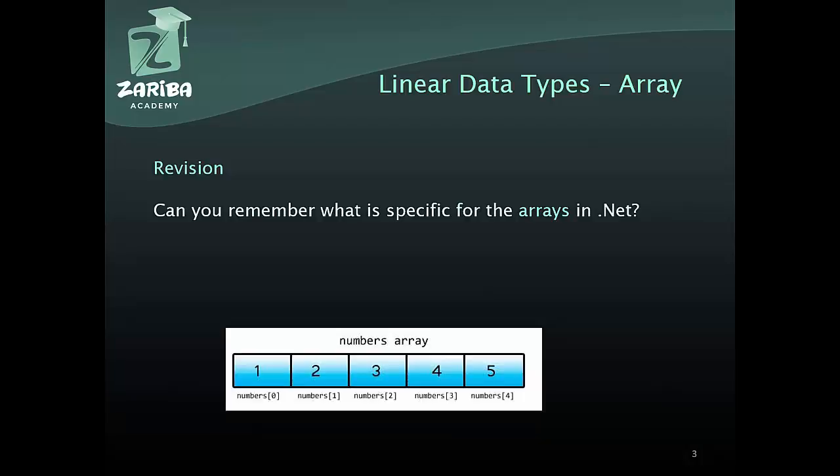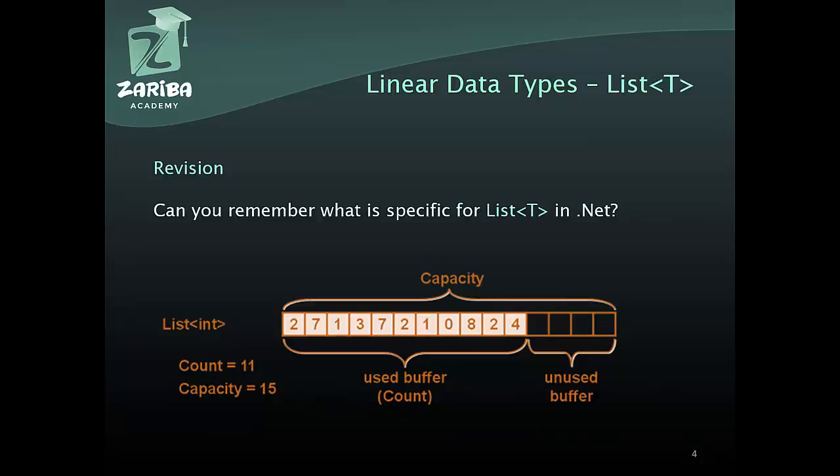You have a fixed size. So if you initialize your array with 20 elements or something, and you add 21 elements, you will get an exception. For that, we have another data type that you had to implement in your homeworks. That was List of T. All right, so can you tell me what's specific about List of T?